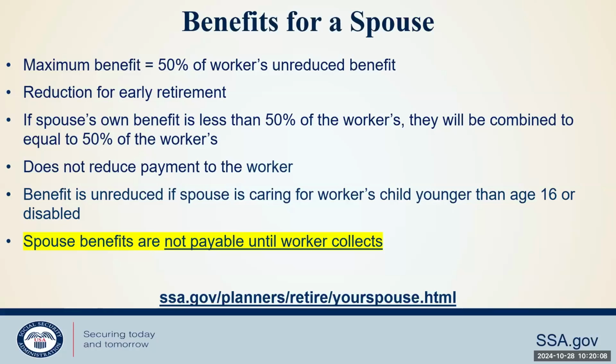So I have a worker who is filing at full retirement age for Social Security retirement. They're going to get $2,000 a month. They are also married. It's one of our questions we always ask: are you married? Have you been married to anybody for 10 years or longer? Or have you been married and your spouse passed away? So we're always asking those types of questions.